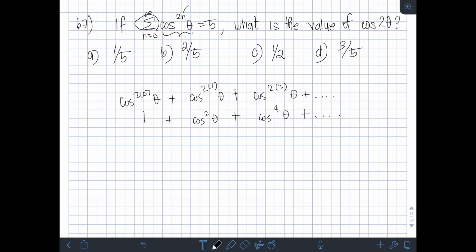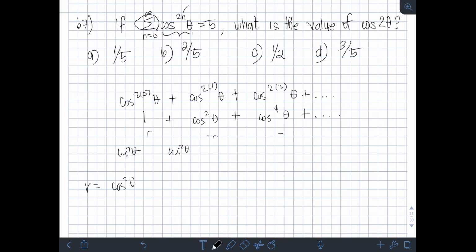na infinite geometric series. So, ano ba yung infinite geometric series? Kapag yung series mo ay merong common ratio, tapos infinite siya. So, meron siyang common ratio, 'di ba? Kasi, pag divide natin ito dito, cosine squared theta. Pag divide natin 'to dito, cosine squared theta. So, therefore, common ratio natin, let's say denoted by R, is cosine squared theta.